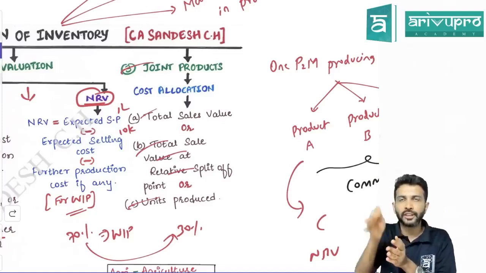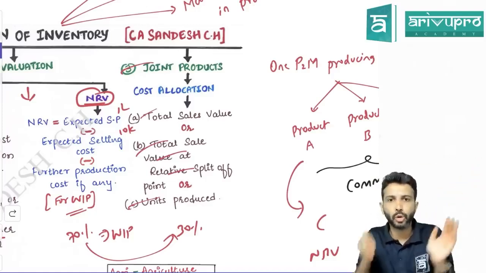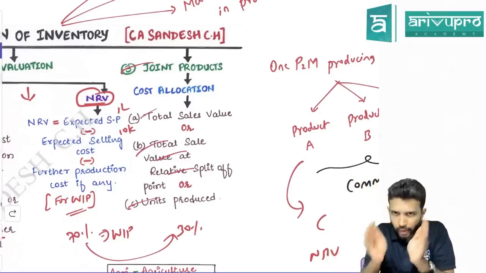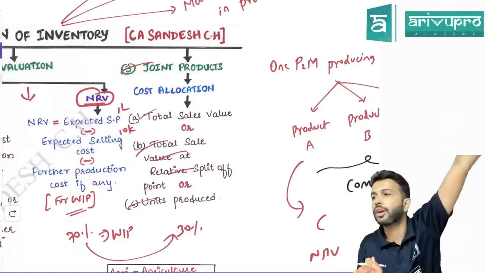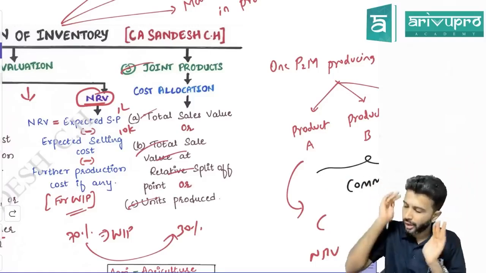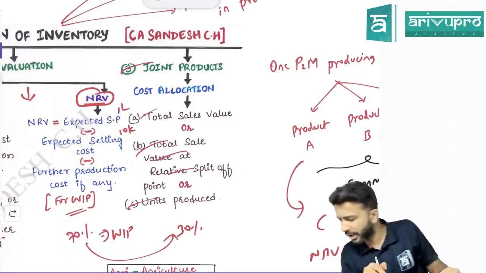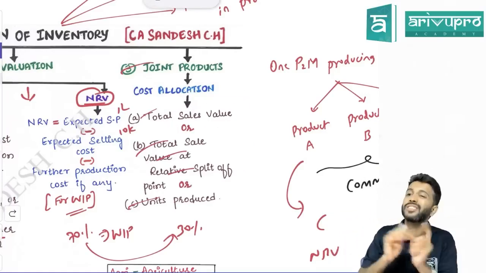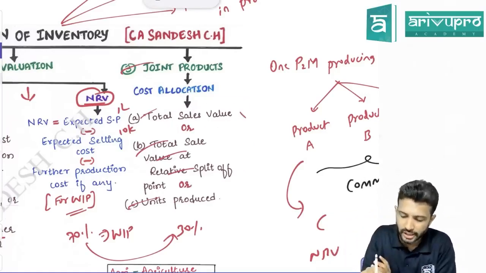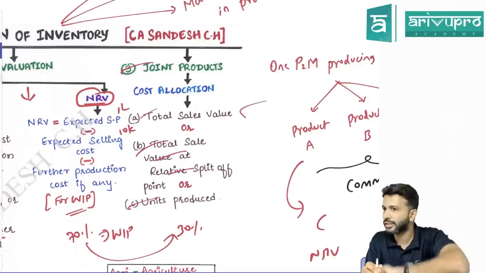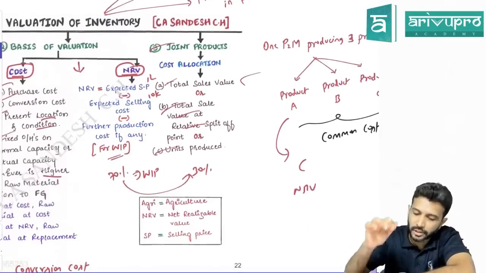This year I will use sales ratio, next year I will use production ratio. Don't go on hopping. If you are following production, follow production ratio year on year, every year. So follow a consistent and rational basis is what the standard says. In our problem, generally they will give you sales value. So you do it in sales ratio. If they give you sale value, find out the sales ratio. Okay, sir, this is about joint product.